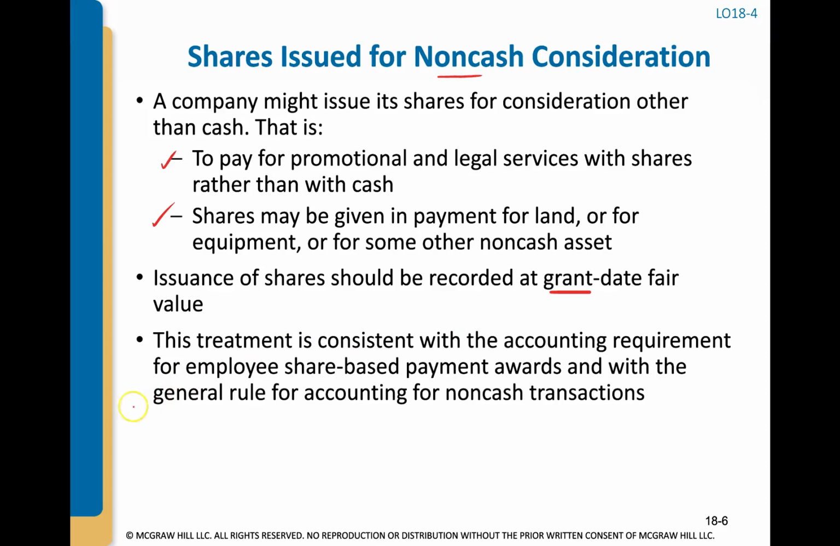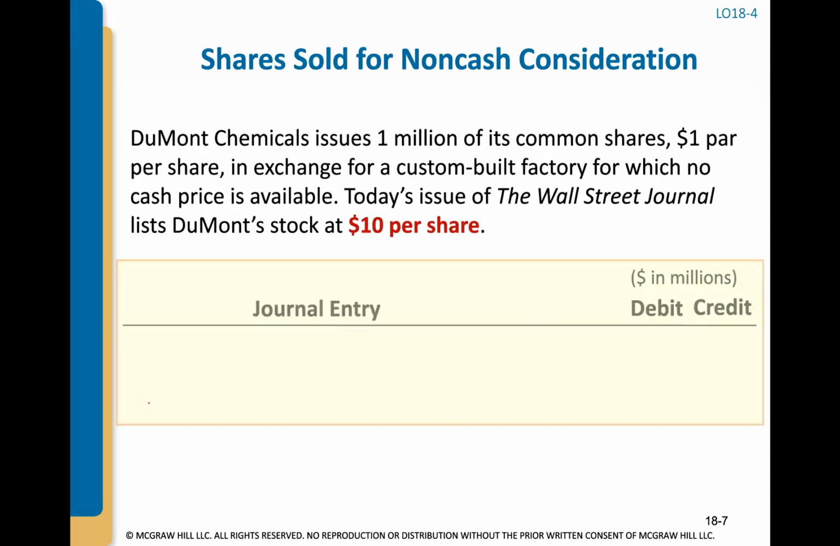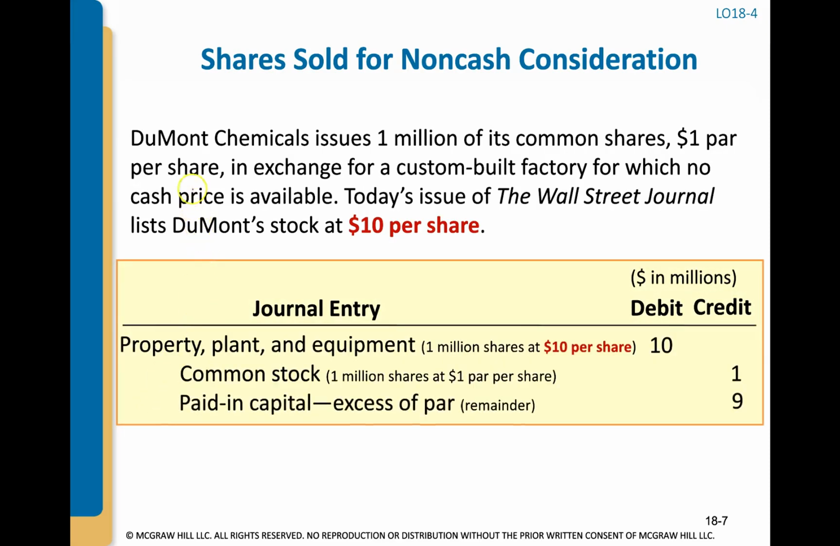This is consistent with how we do employee share-based payments, which is in a different chapter in the book. So let's go through an example. DuPont Chemicals issues 1 million of its common shares, $1 par per share, in exchange for a custom-built factory for which no cash price is available. Today's issue of the Wall Street Journal lists DuPont stock at $10 per share.